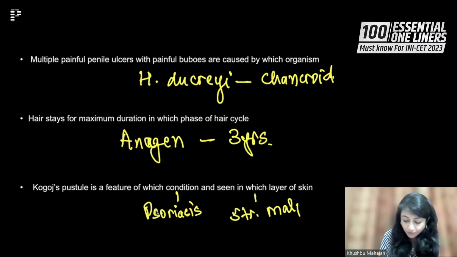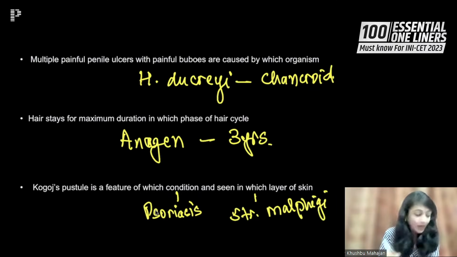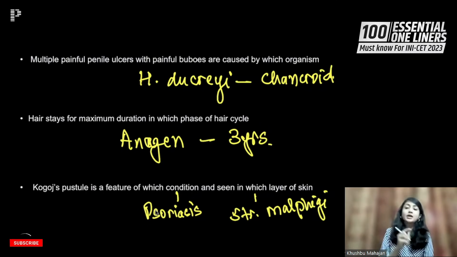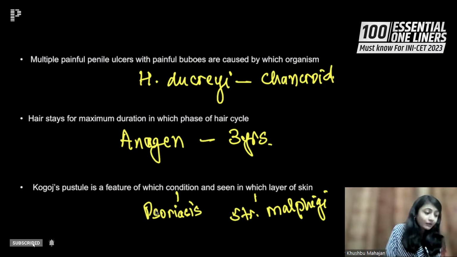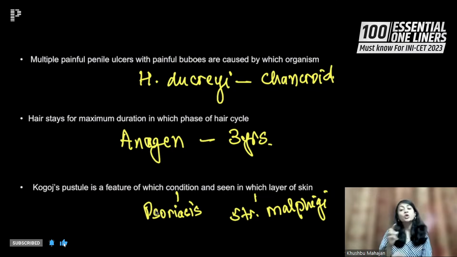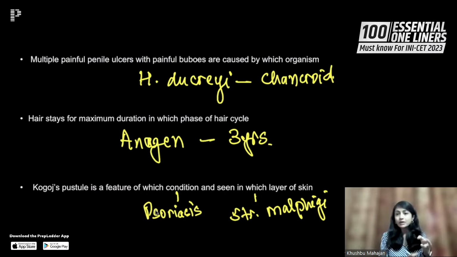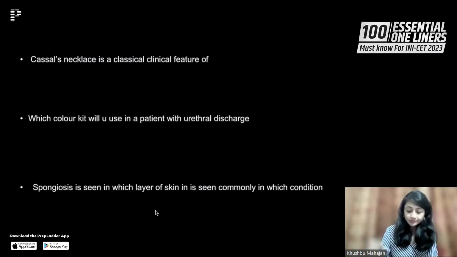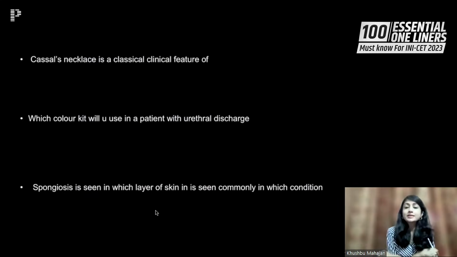To be more specific, it should be stratum malpighi, which includes both stratum spinosum and stratum basale. So you are right when you say stratum spinosum or basale. So to give one answer, you can say stratum malpighi, which is, what is stratum malpighi? It is spinosum and basale both, right? Next question. Castle's necklace is a classical clinical feature of which condition?